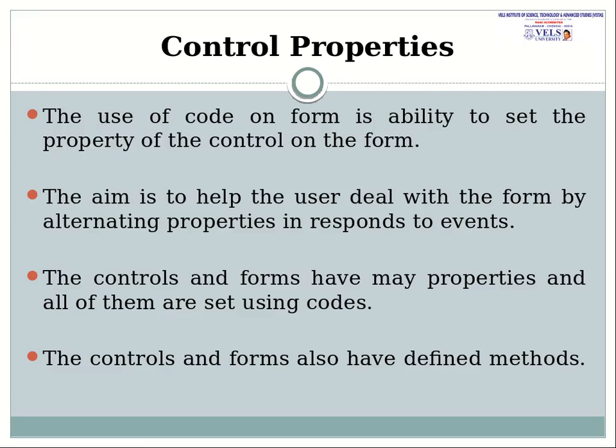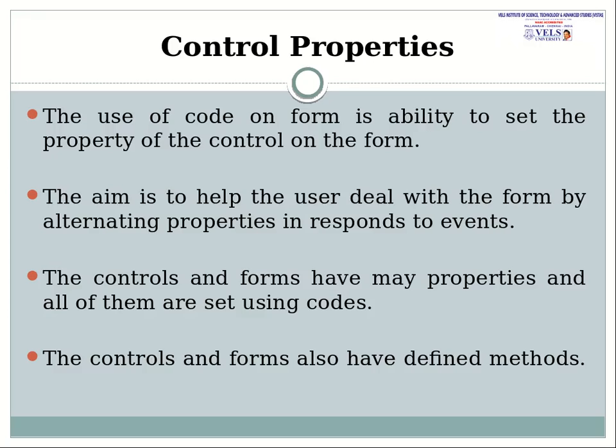And the next one is control properties. In control properties, the use of code on the form is the ability to set the property of the control on the form. For example, if you want to declare some controls, or put some controls in your form, each and every form control has its own properties. The main aim is to help the user deal with the form, altering the properties as well as responding to the events.